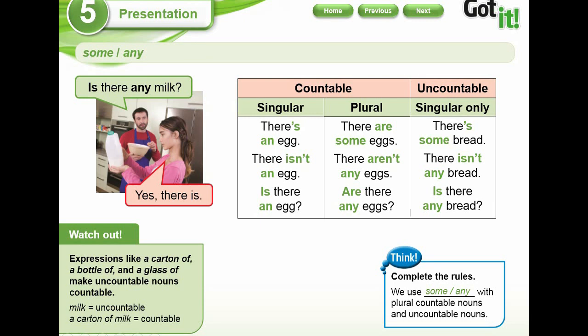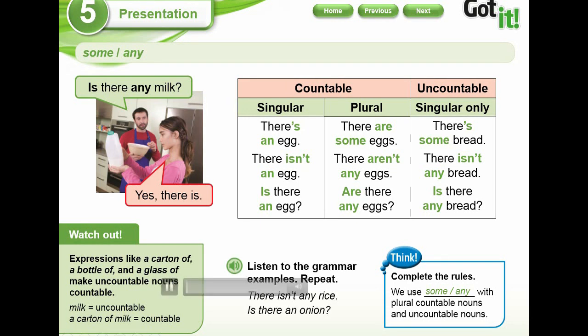Ahí hay que tener cuidado, ¿no? Expressions like a carton of, a bottle of, and a glass of make uncountable nouns countable. Estas expresiones como a carton of, una caja de, un cartón de, a bottle of, una botella de, and a glass of, una taza de, o vaso de, hacen que algunos sustantivos incontables se vuelvan contables. Por ejemplo, milk es incontable. Pero si yo digo a carton of milk, ya se volvió contable porque estoy usando el a, estoy poniendo la cantidad, un cartón o una caja de leche. ¿De acuerdo? Entonces hay que tener cuidado también con ello, ¿listo?